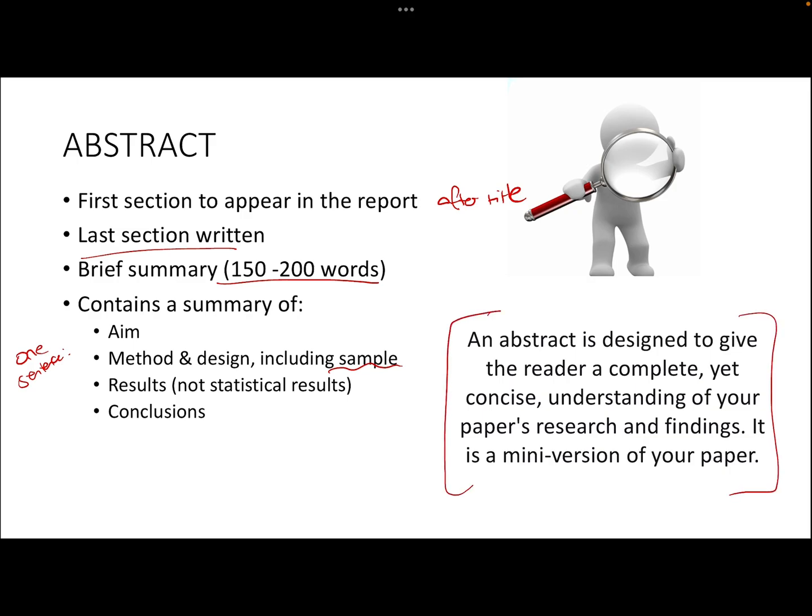So the purpose of the abstract is basically to give readers an idea of what your paper is about. You will know from your own research that any scientific report is typically behind a paywall, and so you want to know that the research is relevant to you before you dish out the cash to actually buy access to the paper. So it's a summary, a mini version of your paper. It gives people an overview of what your study's about.